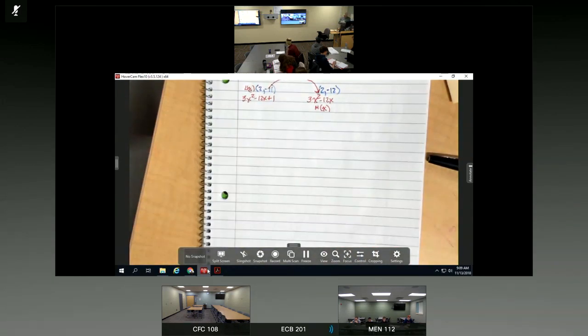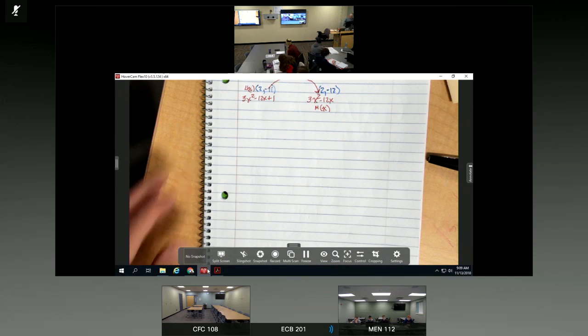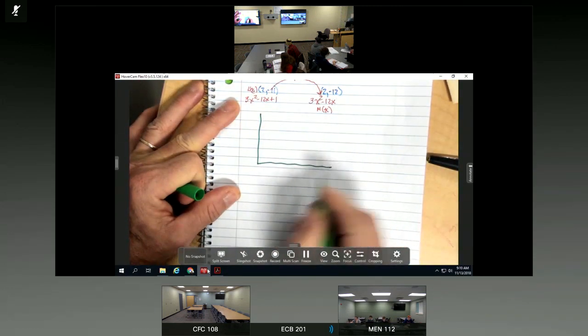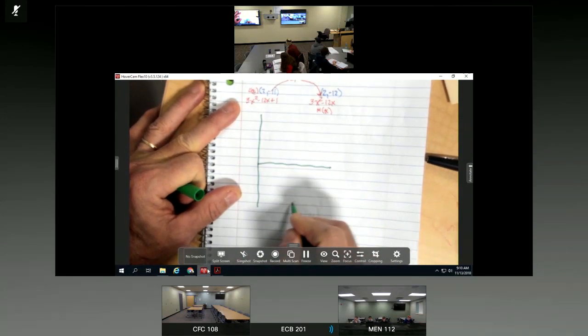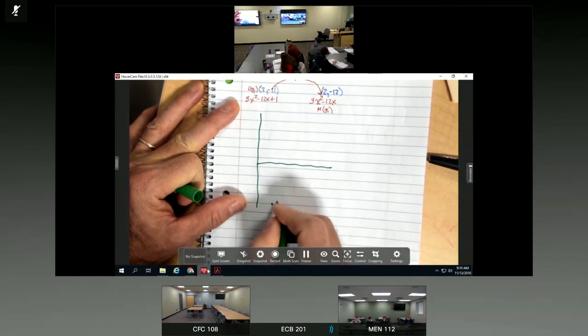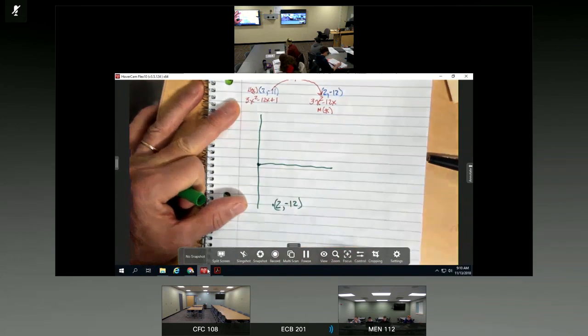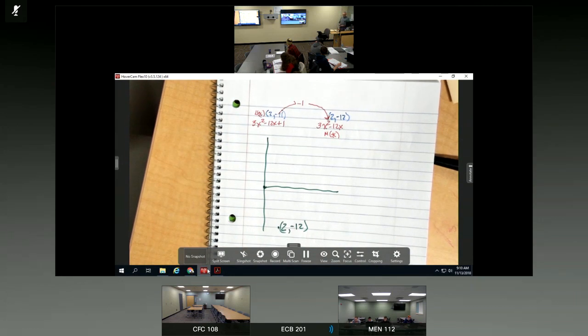B, how would you move the graph to get the vertex to land on the origin? So right now we're at 2, 12. Okay? We're at 2, 12. We want to go from over 2 down 12 to over 0, down 0. What do we have to do to the input?